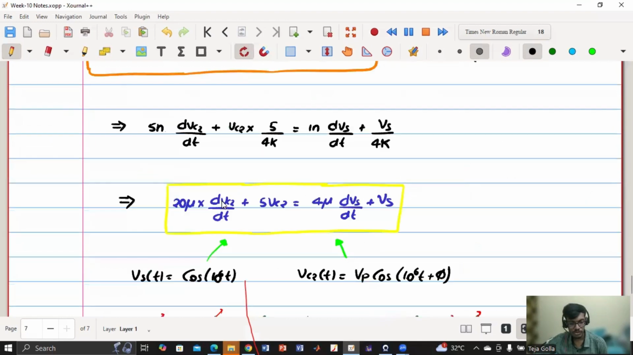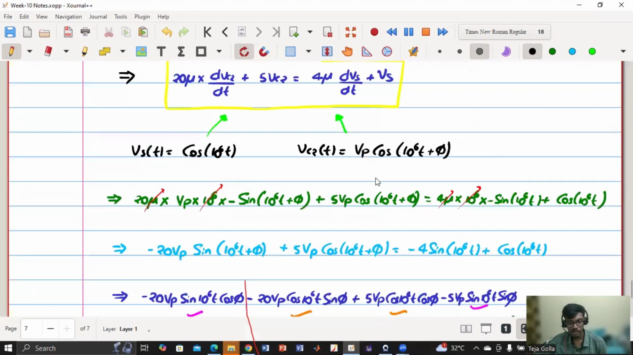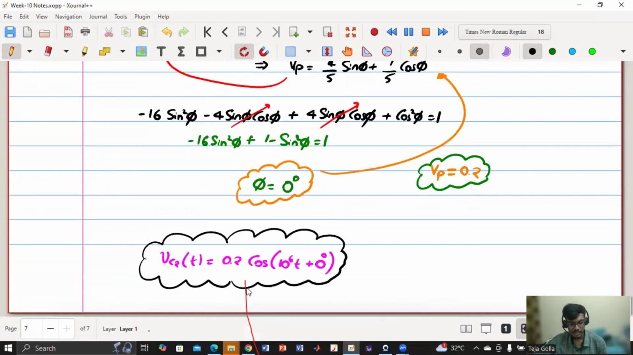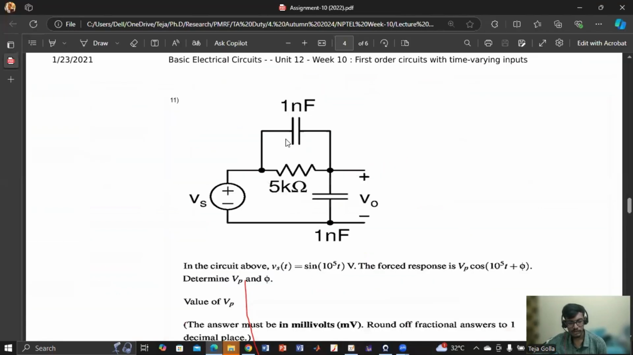So I have just substituted everything and I have solved for VP and phi. So I got VP and phi. Similarly, in this question also, you have to write VC2. Here there is no R2, so it is a simpler version. So you have VC1, VC2 and R1.